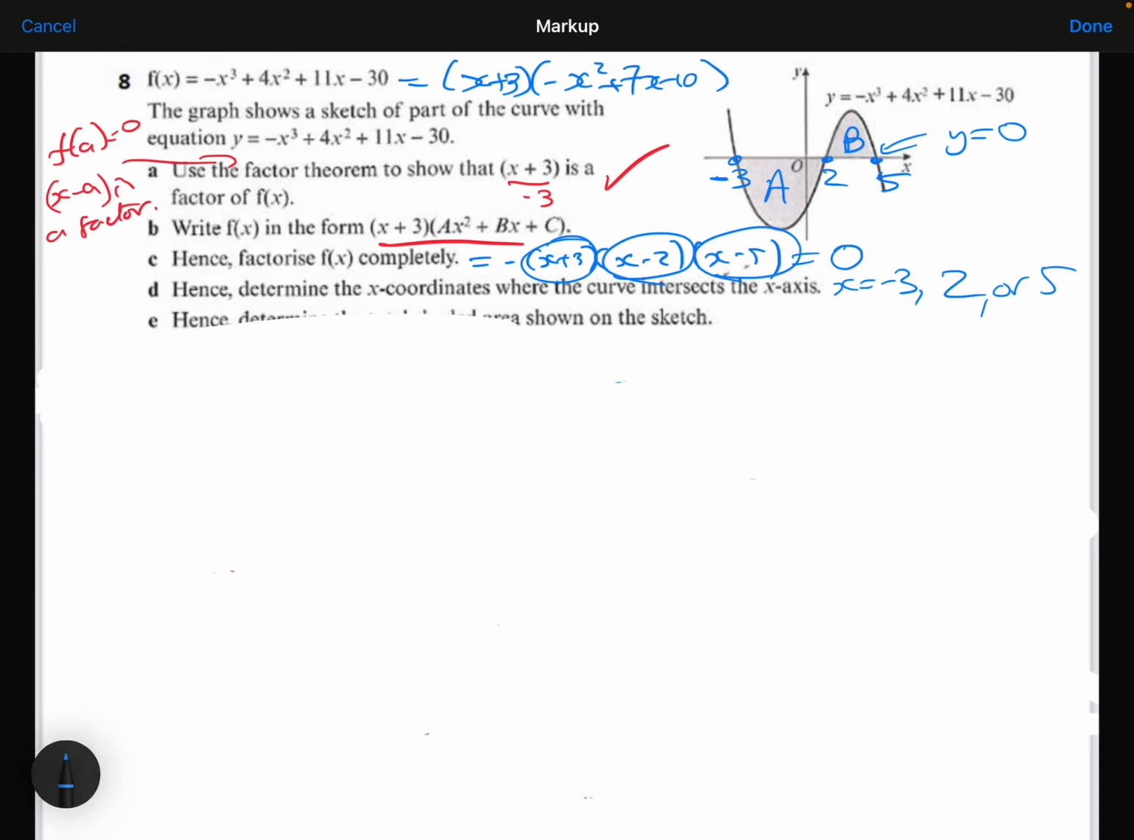So let's work out the area of A first of all. That's going to be the integral from minus 3 to 2. Minus 3 is my lower limit, 2 is my upper limit, of my function x cubed plus 4x squared plus 11x minus 30 with respect to x.